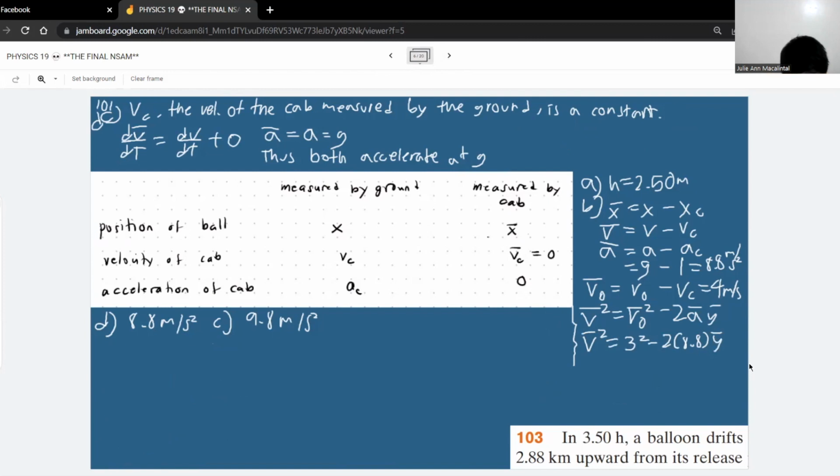Ngayon, when Y bar is equal to H bar, anong mangyayari sa V bar? It doesn't change. The V still becomes 0. So pag nag-maximum height yan as seen by the cab, magiging ano yung V bar? 0 dapat po. So Y bar is equal to H bar, V bar is equal to 0.